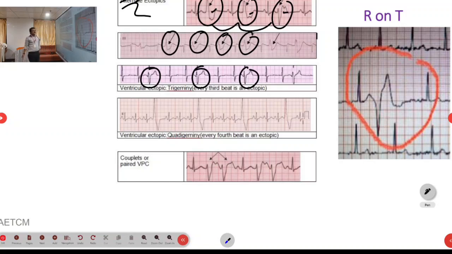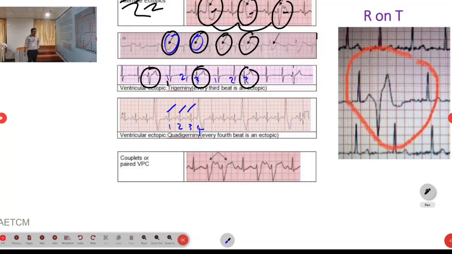Here monomorphic but they are coming after every second beat. They are called trigeminy. First, second, third is an ectopic. 1, 2, 3 is an ectopic. Whereas here alternate beats are ectopics. That's why it is called bigeminy. Here every third one is coming as an ectopic. That's why it is called trigeminy. Quadrigeminy means every fourth beat is an ectopic: 1, 2, 3, fourth is an ectopic. So that is quadrigeminy.